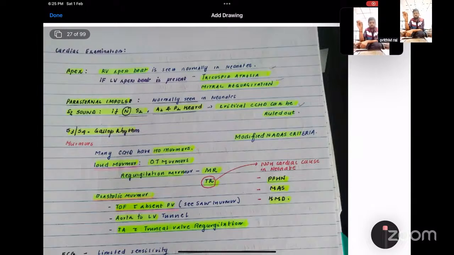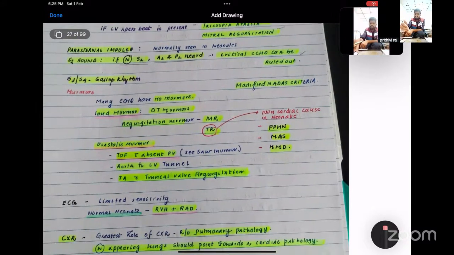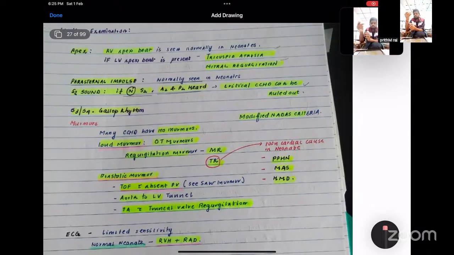So whenever you do an ECG for children in the neonatal period, you'll always have a right axis deviation or right dominance. This is very common in the neonatal period. Whenever you see a left ventricle apex dominance or a left axis deviation in a neonate, it is not normal, it is abnormal.